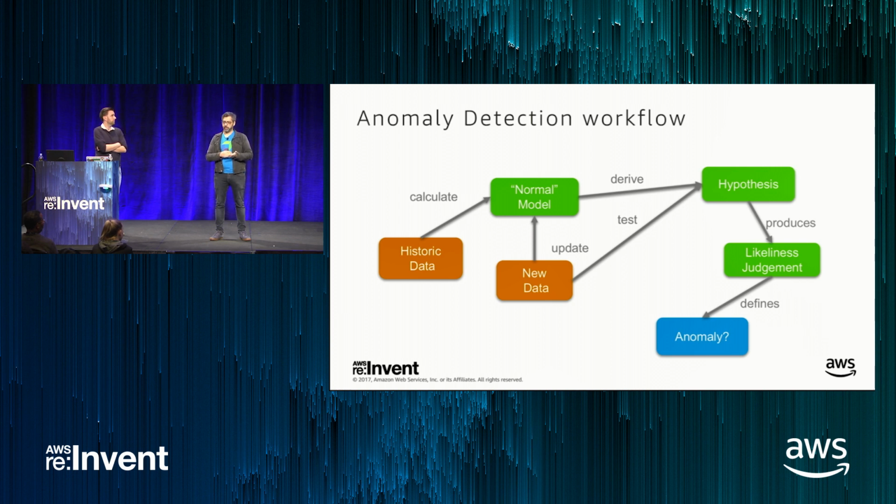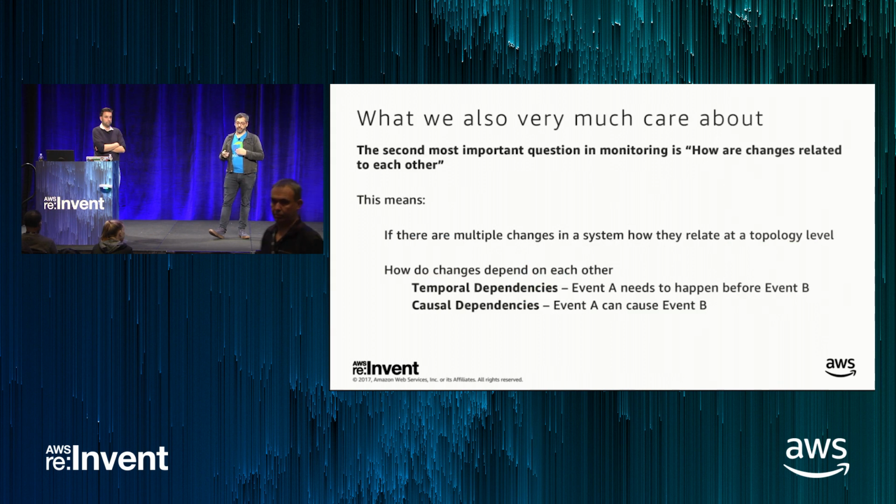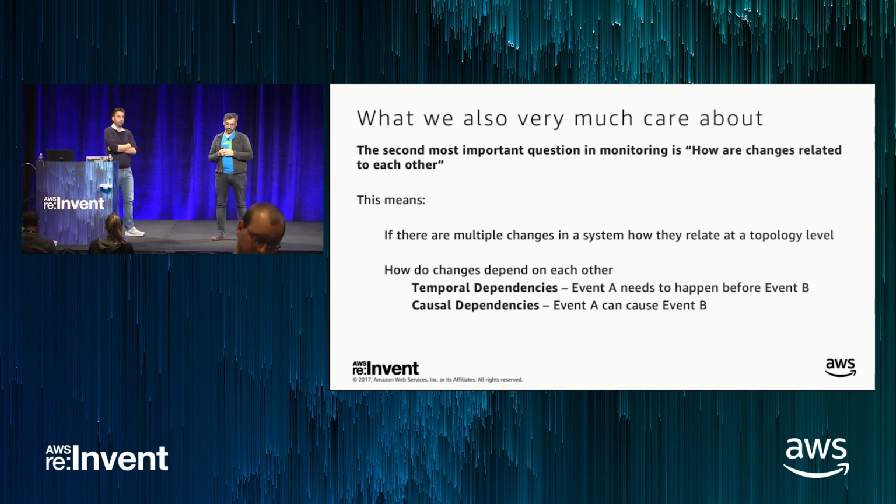Is this a problem or not? Is this an anomaly? And if there is an anomaly, you can start alerting. Maybe for anomaly detection it was pretty high level, so we could do a full 60-minute talk just about how anomaly detection works. Just keep in mind, it's complicated, but it works.